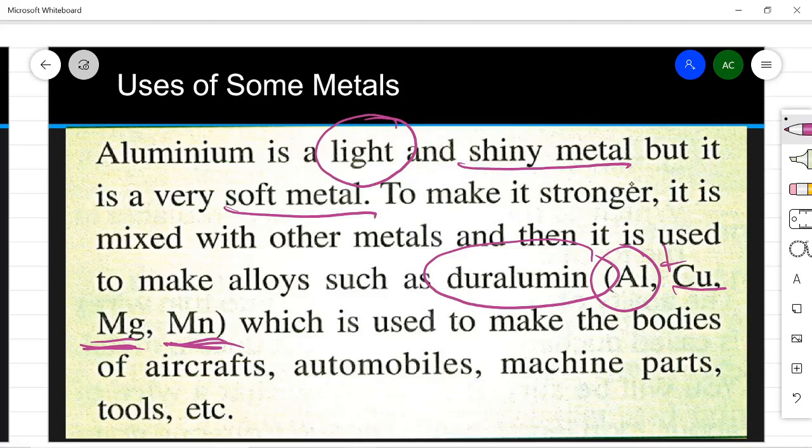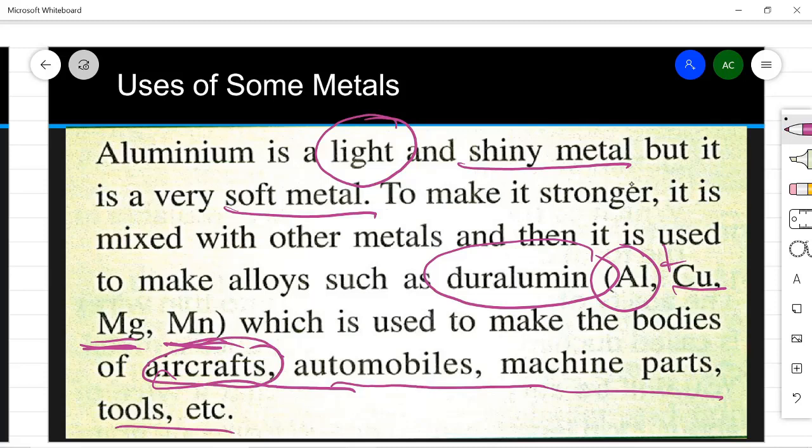And where is it used? It is used to make the bodies of aircraft, automobiles, meaning cars and all, and machine parts, tools, etc. The metal we use in aircraft, what should it be like?